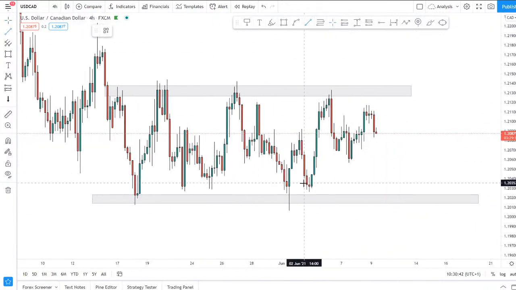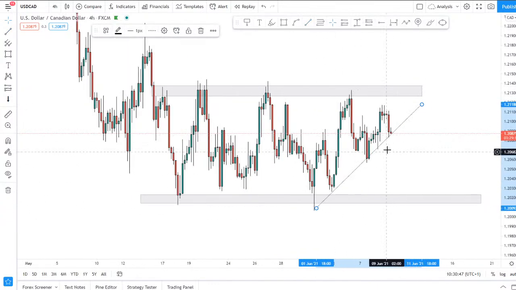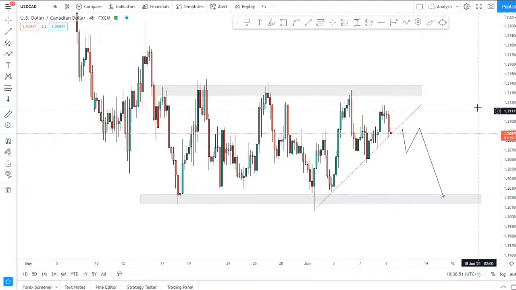A little bit of a trend line, which is probably why price had a bit of a push to the upside, but I feel like with a break of that trend line we're probably going to see price roll over to the downside again for USDCAD. So that is what I'm favoring for this pair. More downside for USDCAD.